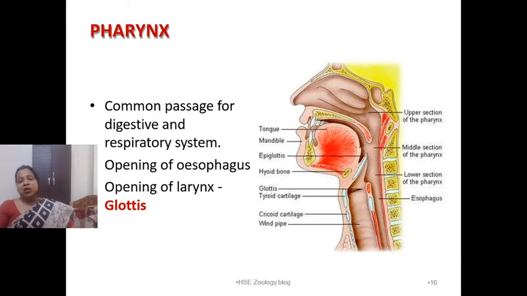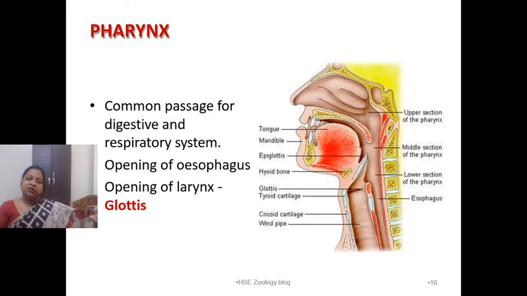Oropharynx is that part of the pharynx, middle part of the pharynx, where the mouth opens into the pharynx, and laryngopharynx is that part of the pharynx where it divides into two. Okay, the esophagus and the windpipe, trachea.